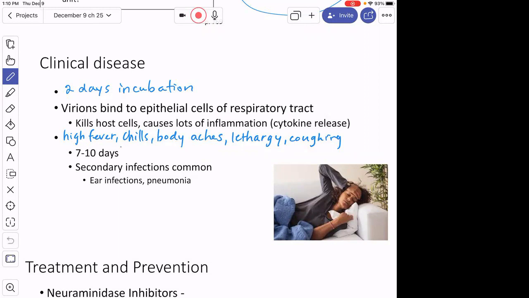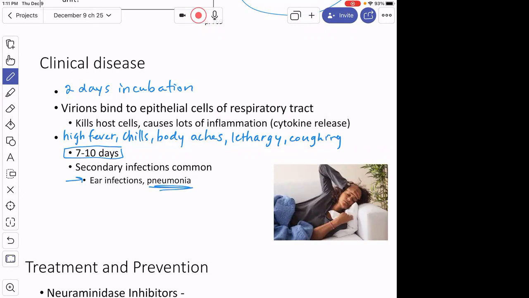And if you have a real good case of it, it's going to last a week or more. So it's pretty nasty. It's common to have some kind of secondary infection, like an ear infection, or even to develop pneumonia, especially in the elderly. When they develop pneumonia, that's when it gets dangerous.